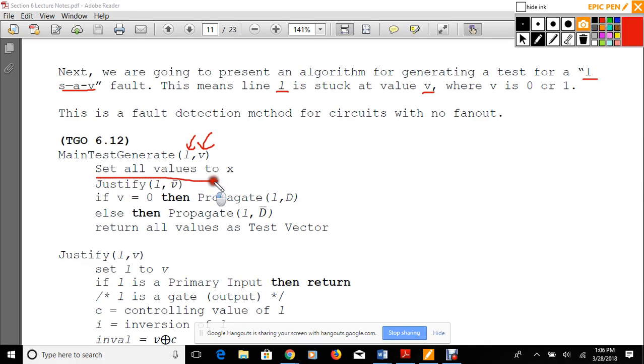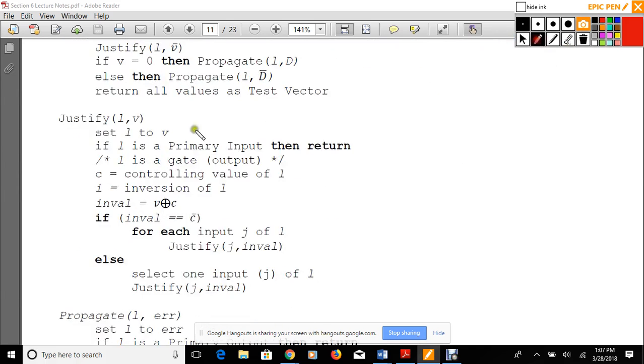So what ends up happening is that we set all values to x, and then we call this justify function where we pass in the node and the value bar, meaning if we're doing a stuck at 0 fault, we want to do stuck at 1. So let's go to justify. We have L and V, so this is actually going to be V bar from previously, right? So we're going to set that node to the opposite value. If it's a primary input, then we return.